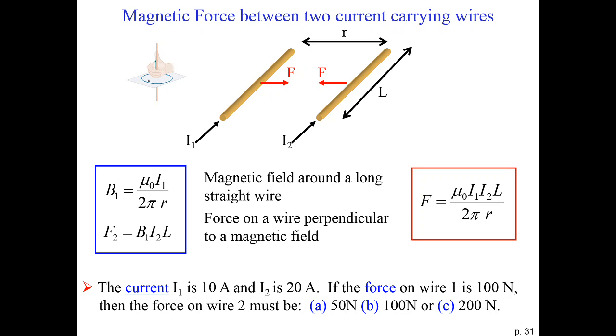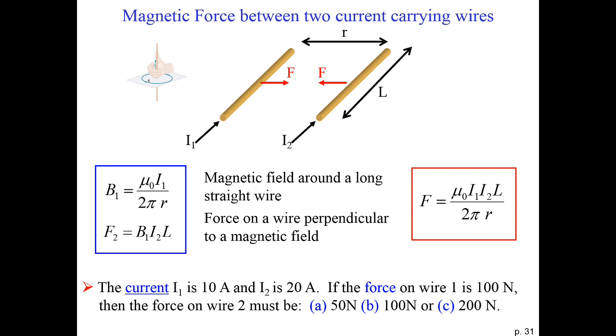Next, we want to finish off our unit on magnetism by looking at the interaction between two wires with current going through them. So now we've looked at how two permanent magnets interact with each other, how they interact with a magnetic field, and we've looked at how a wire interacts with a permanent magnet. So now we want to look at the interaction between two wires.